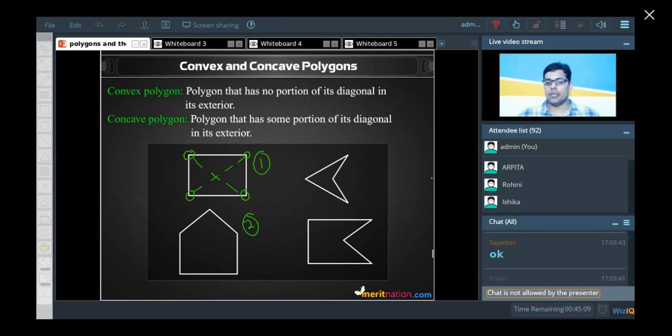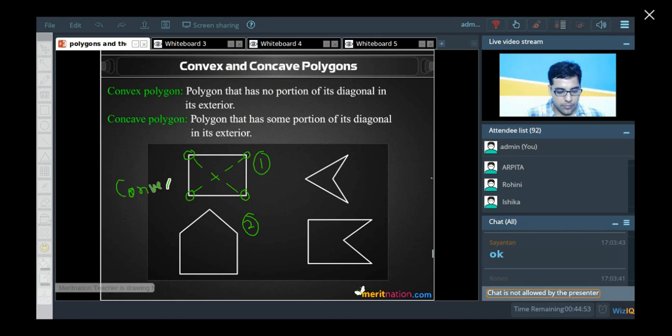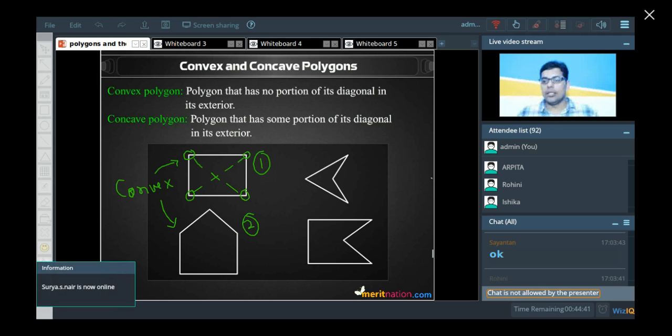Similarly, the second polygon. If you again draw diagonals here, all the diagonals will be in the interior of this second polygon. So we can say the first and second are convex polygons. This one and this one, because all the diagonals are in the interior, not even a single diagonal is at the exterior of this polygon. Then we talk about the third and the fourth polygon. This and this.